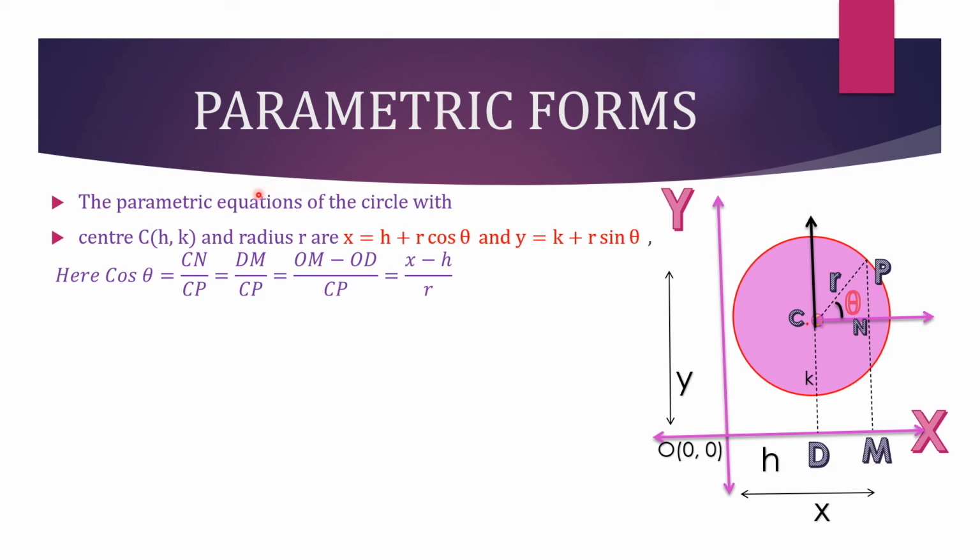Now, we substitute the value of CN, that is DM by CP. Here, DM means the difference between origin to M and origin to D. So, that is OM minus OD by CP. Here OM means x and OD means h. x minus h by CP, where CP means radius, so x minus h by r. Now we simplify: cos theta equals x minus h by r.